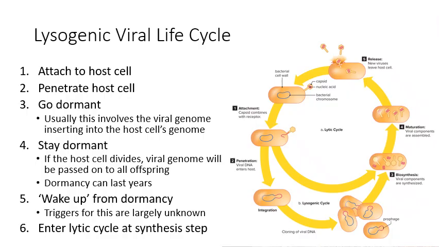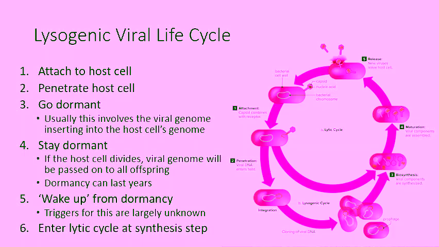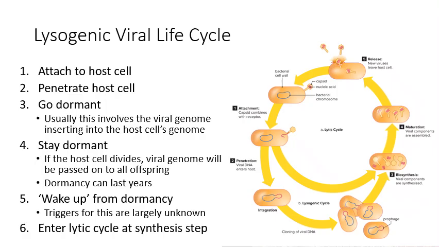So in step 3, the virus will go dormant inside of its host. Then in step 4, it remains dormant for some period of time, which actually could be lasting for years. In step 5, it reactivates from dormancy, which could be triggered by different things. We're actually not sure all the things that can trigger a dormant virus to wake up. And then at that point, it re-enters the lytic cycle. So you'll go through synthesis, assembly, and release of new viral particles.